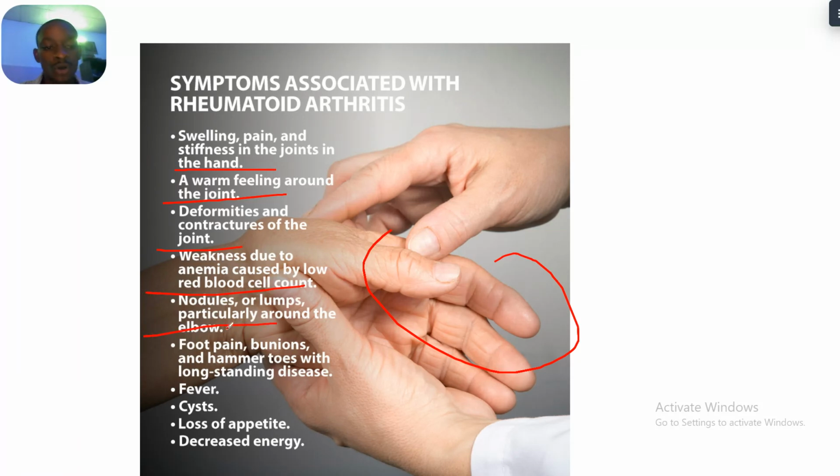There are nodules or lumps, particularly around the elbows, and there's foot pain, bunions, and hammertoes with long-standing disease. And there's fever, cysts, and loss of appetite. All these are just from this image. Let's see how this question was answered by these students.